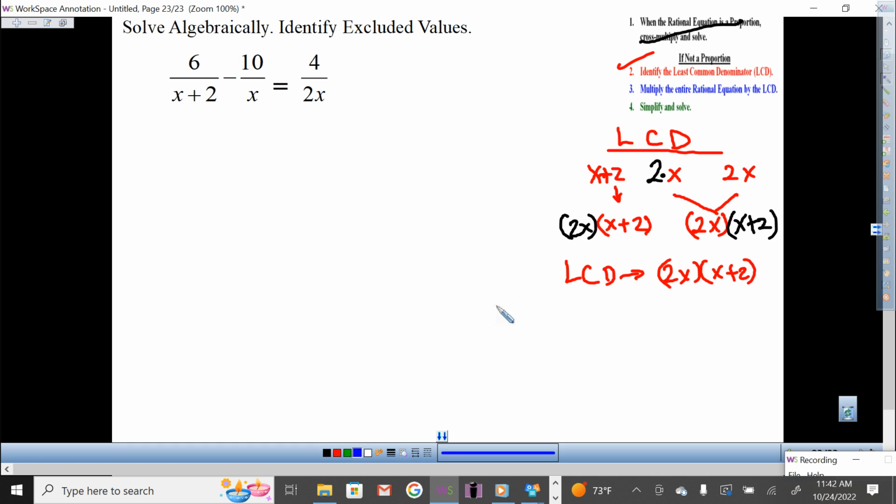Let's go to the next step. What does it say? Multiply the entire rational equation by the LCD. All right, so here we go. Multiply the entire equation. What was my LCD? 2x times x plus 2. Okay, here we go. I'm going to do the first fraction. This times the numerator. I rewrite the fraction pretty much, and then I multiply only the numerator times what? 2x, x plus 2.